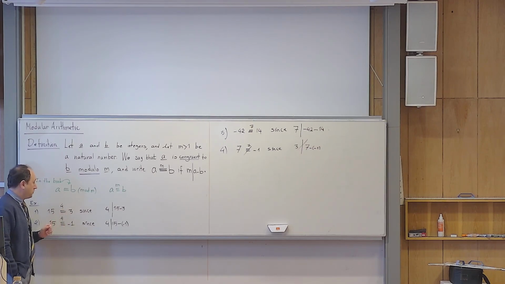So 3 is one name of 15. Why? Because this is true. Minus 1 is another name for 15 because this is also true. Can you give me another name for 15?